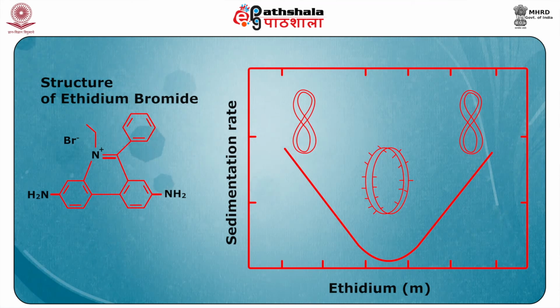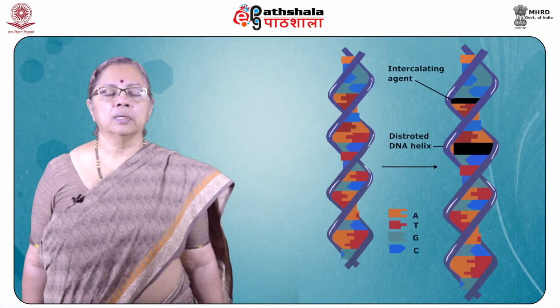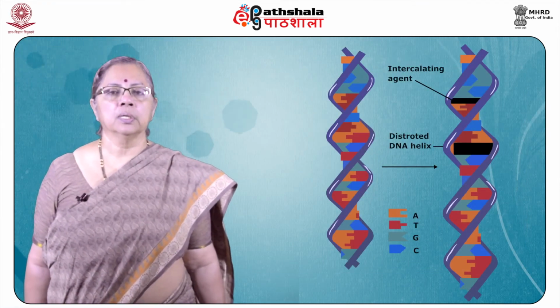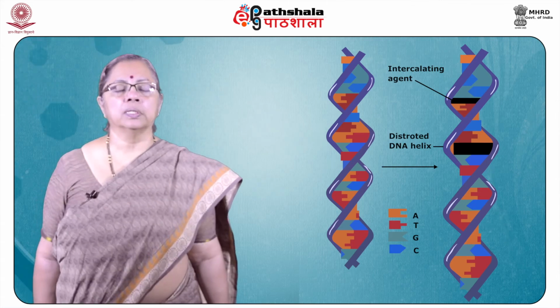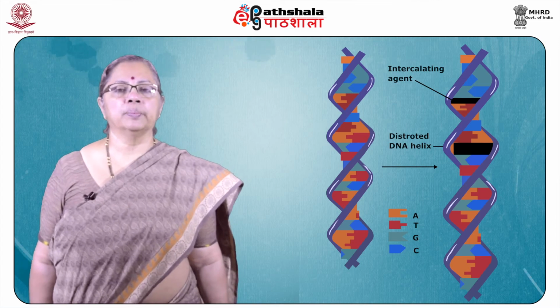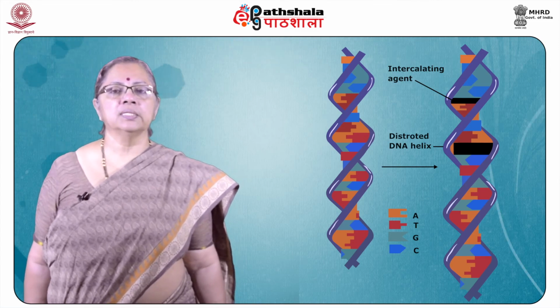The way the ethidium bromide intercalates is indicated in this diagram. The DNA on the left, which is shorter, becomes longer and therefore has a longer appearance when there is intercalation.